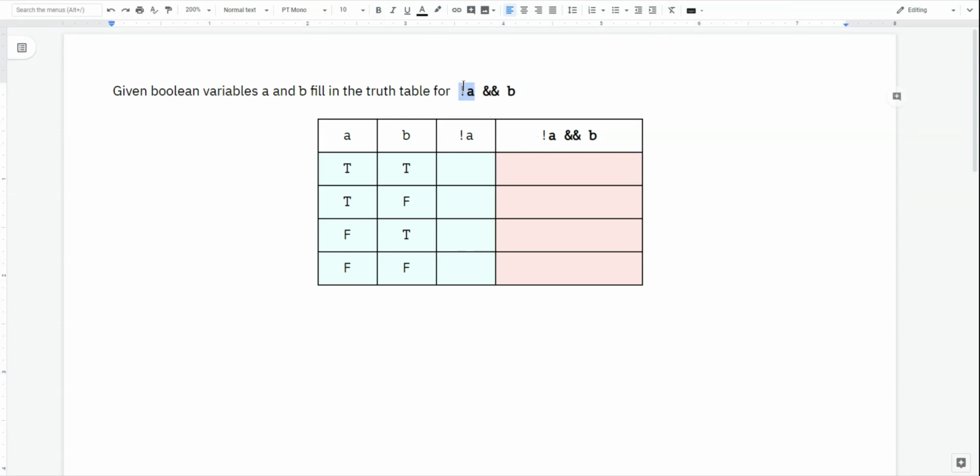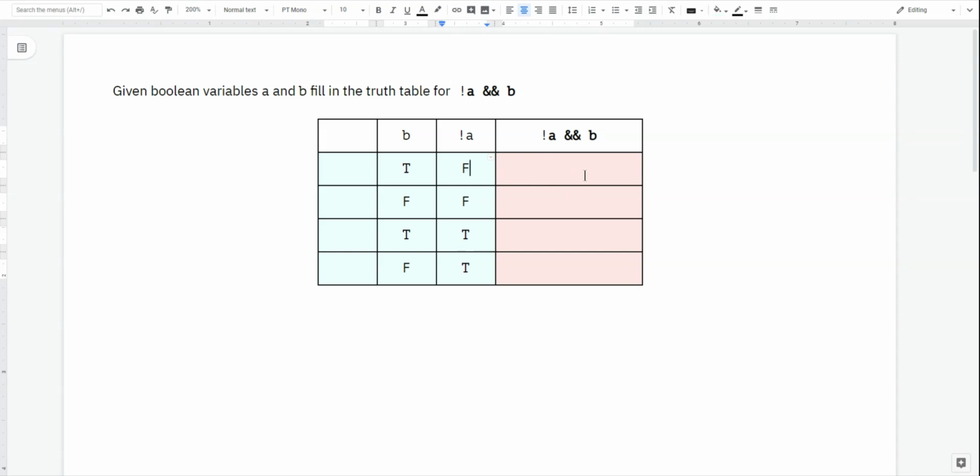So first thing I do is I do not A. So remember, not is opposite. The opposite of true is false. Opposite of false is true. I'm just looking at whatever A is, and I do the opposite for this column right here. And now I don't need this column at all, so I can either blank it out or just ignore it. So I'm just going to delete it to ignore it.